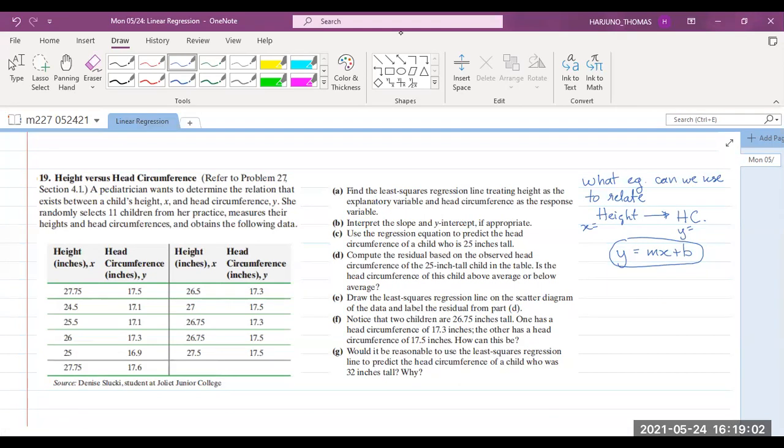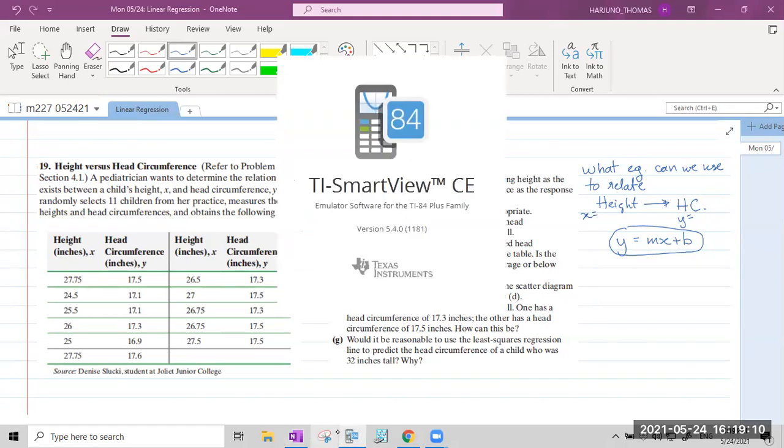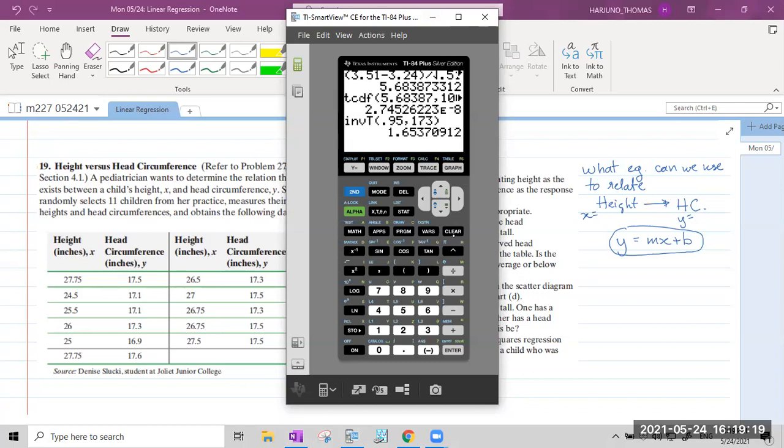Now, let's take a look at how to use our calculator. I will plug in all this data, and the way we plug in the data will be very similar to the way we plug in the data for matched pairs.